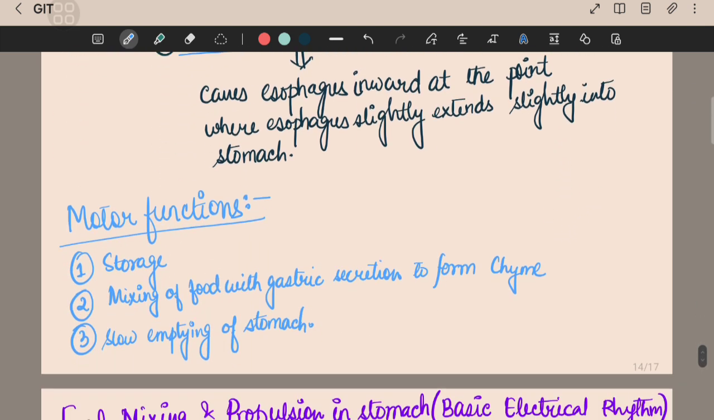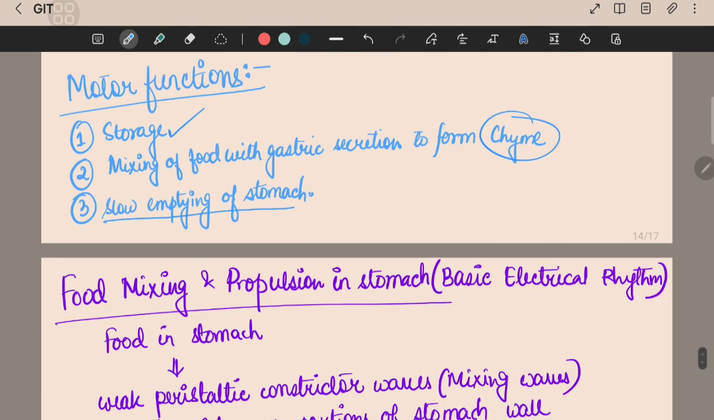What are the motor functions of the stomach? Motor functions of the stomach, one is the storage activity. They will store food for longer durations, approximately 5 to 6 hours. The food is stored in the stomach, where churning of the food happens, mixing with gastric juice, and then there is the formation of chyme, and after that there is slow emptying of the stomach.